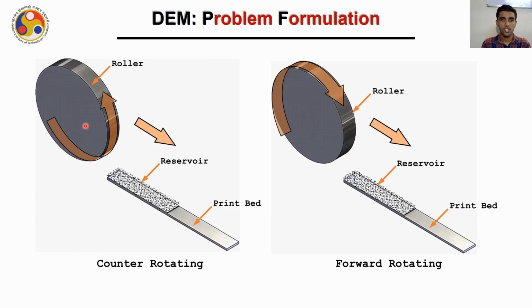So here are the two configurations. This one is the counter-rotating configuration. The roller rotates opposite to the direction of travel. And this is the forward-rotating configuration, where the roller rotates towards the direction of travel.